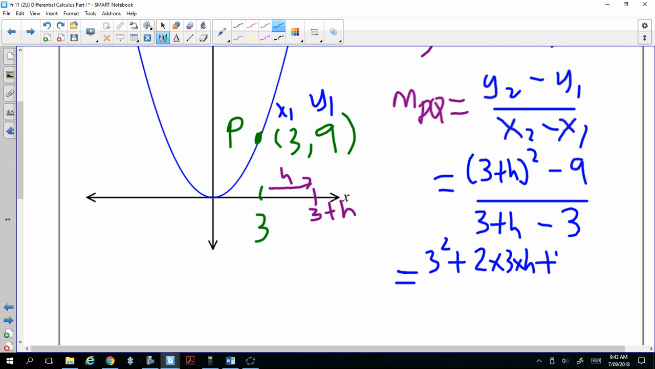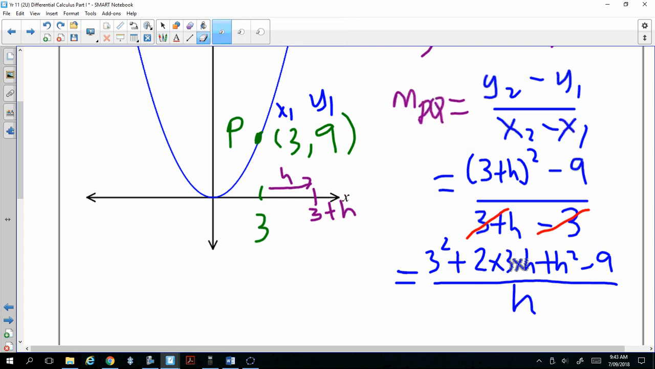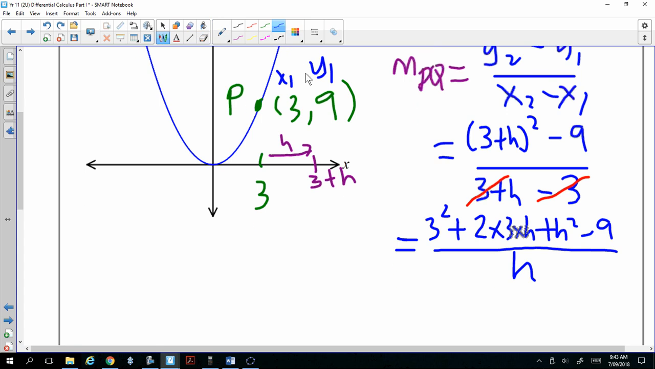Okay, now let's keep going. So the next step is to simplify that. So you get 9 plus 6h plus h squared minus 9 over h. We're going to cancel the 9, right? Okay, so what we do is we're going to get this.